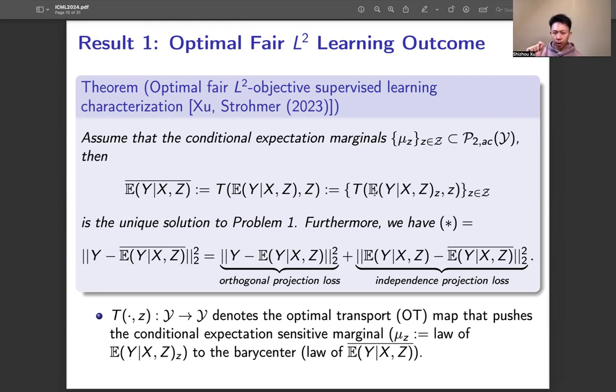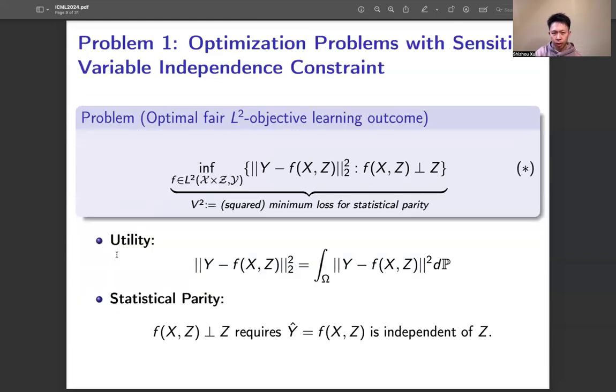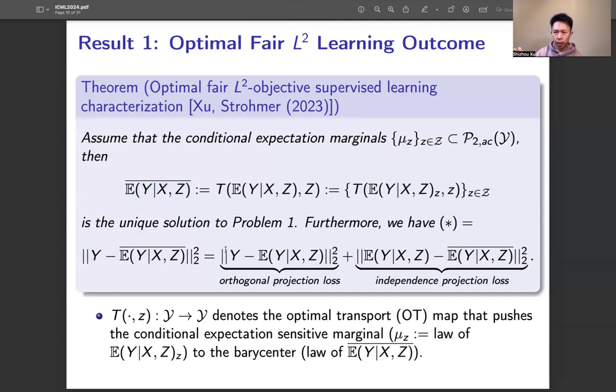Okay, and after finding the barycenter, we construct those optimal transport maps T, now parameterized by the sensitive label z, which maps those sensitive groups to the barycenter. And so that we can construct the unique solution to problem one, which is denoted by the conditional expectation bar here. And furthermore, we show that this infimum or lower bound, now we call the minimum loss for statistical parity, denoted by V squared, can be nicely decomposed into the following two parts. One is the L2 orthogonal projection loss. Another is the Wasserstein independence projection loss.